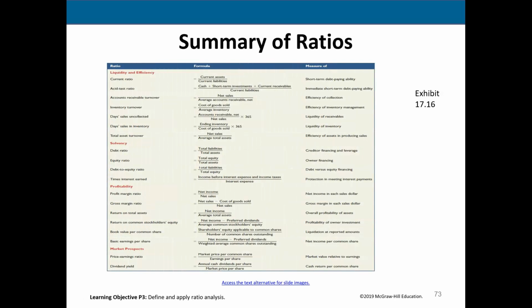Okay, this is just a list of all of the ratios that we've gone over and what the formula is and what it is a measure of. This is definitely something that you'll want to have with you when you do your homework, studying for the exam, taking the exam, and also working on the financial statement project.